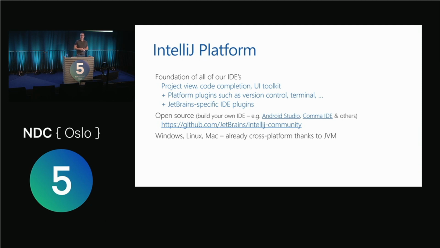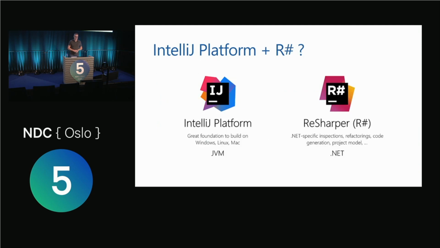There's a couple of other examples. I think there's a Perl IDE out there as well, based on this one. There's Comma IDE. I think that's actually the Perl IDE as well. There's a couple of IDEs built on top of this. If you want to build your own, you can do this. It is already cross-platform. It comes with a terminal, with Git, with a lot of the basics that you expect in an IDE. So if you want to build something for your own custom language, you can do that if you want. But we saw this, and we thought, okay, let's maybe see if we can reuse IntelliJ with Rider.